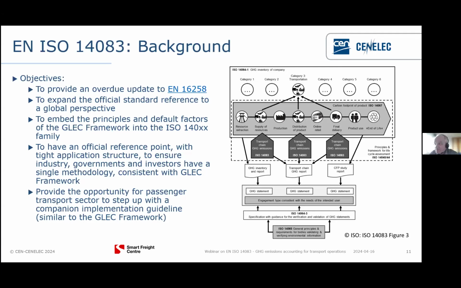So when we set out, the objective was really to provide an update to EN 16258, because by the time 14083 was published, the previous standard was 11 years old, and there's been so much development, both in terms of understanding climate change, but also how the data that can be used to calculate a transport carbon footprint can be collected, manipulated to inform that, and what the best ways are to report the outcomes from the calculation.